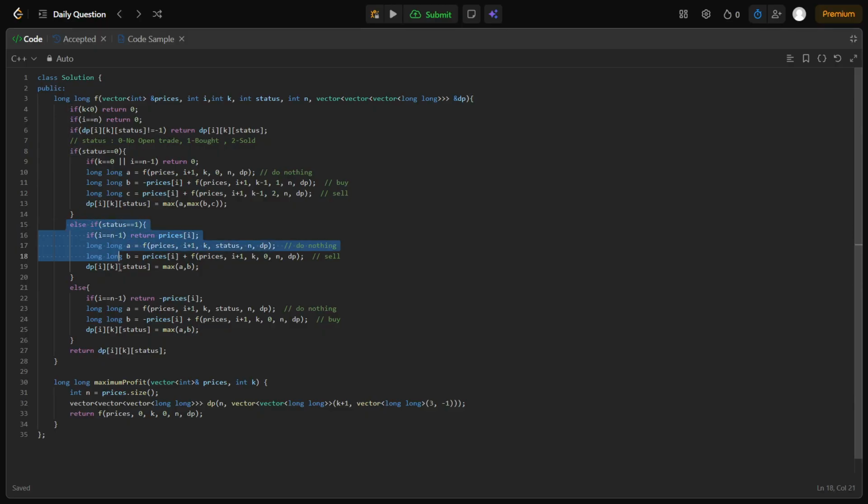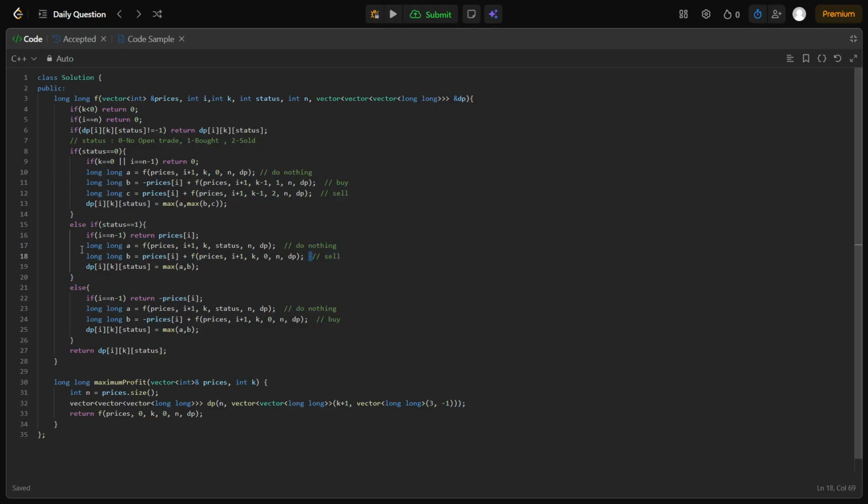For the case two, where the status is equal to one, which means a buy transaction is already going on. If a buy transaction is already going on, right, and we are on the last day, then of course we have to sell it. When we sell it, we return positive. So we will return the price of the last day, right? And what other choices do we have if we are not on the last day? We can either retain it or we can sell it. So do nothing or sell.